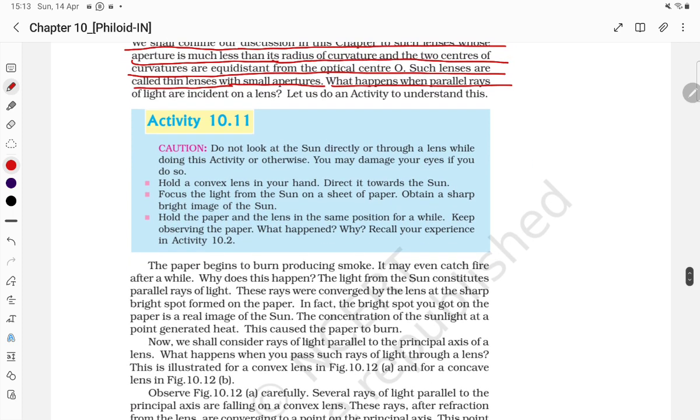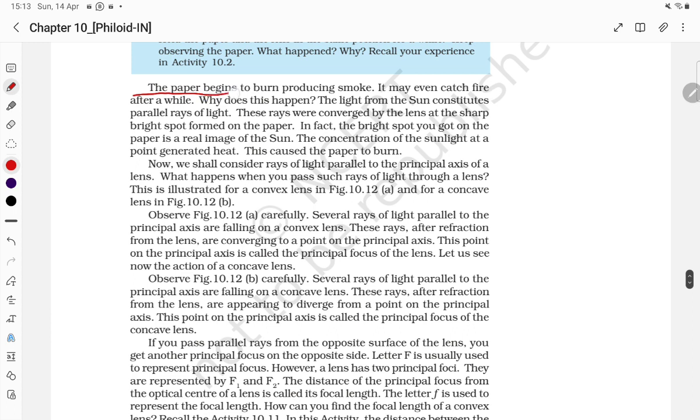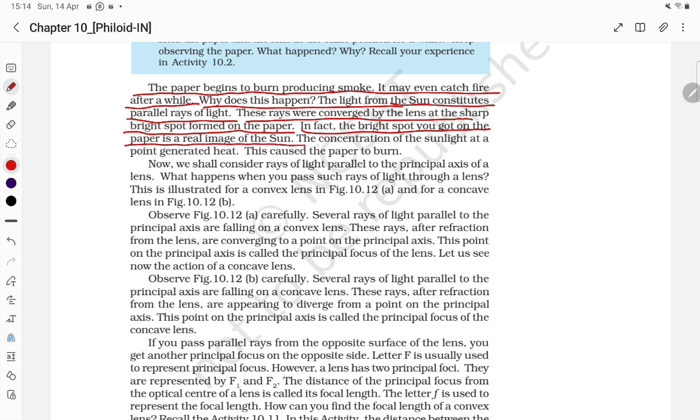What happens when parallel rays of light are incident on a lens? Let us do an activity to understand this. The paper began to burn, producing smoke. It may even catch fire after a while. Why does this happen? The light from the sun constitutes parallel rays. These rays were converged by the lens at a sharp bright spot formed on the paper. In fact, the bright spot you got on the paper is a real image of the sun. The concentration of sunlight at the point generated heat that caused the paper to burn.